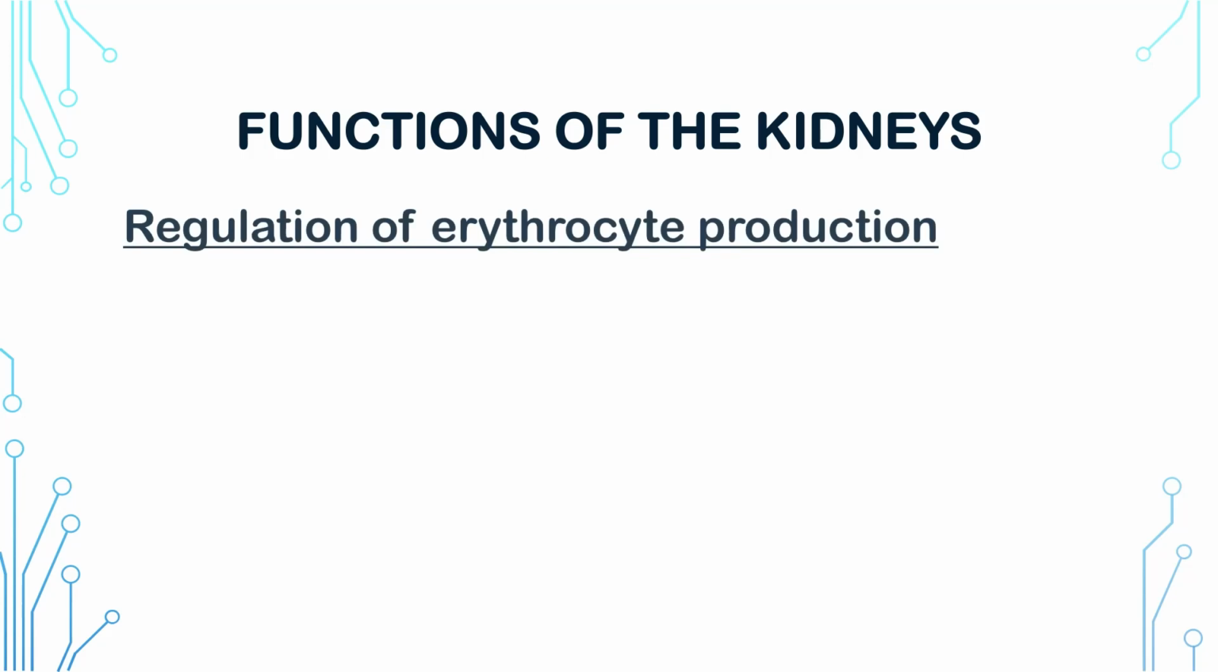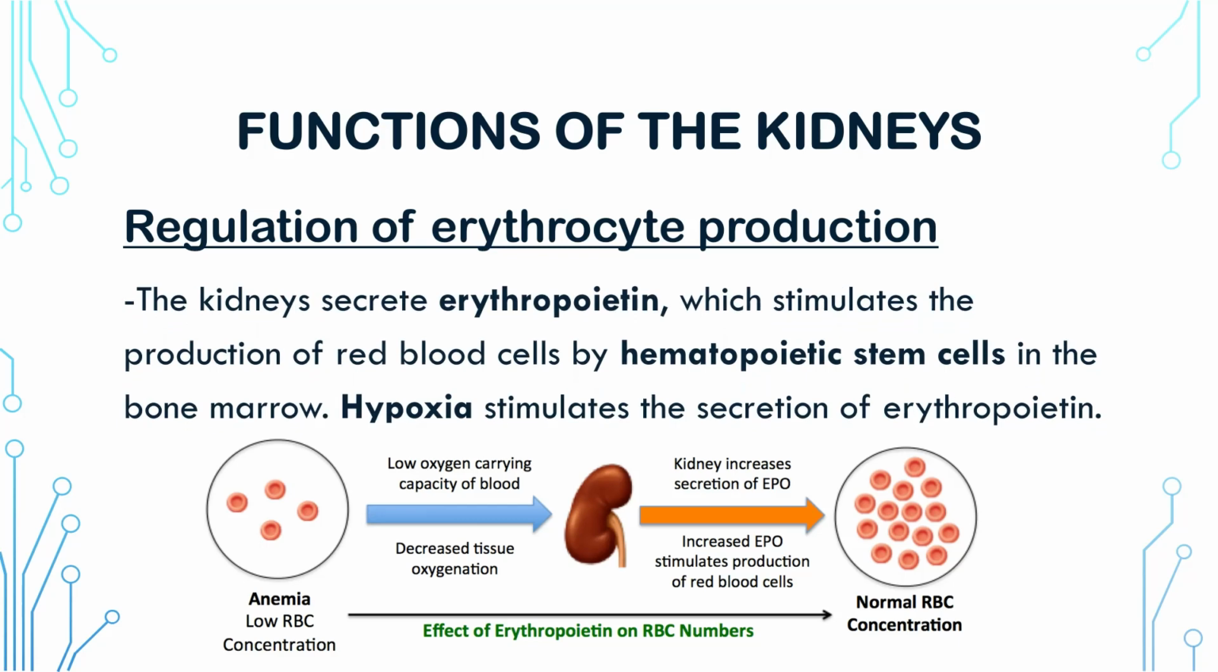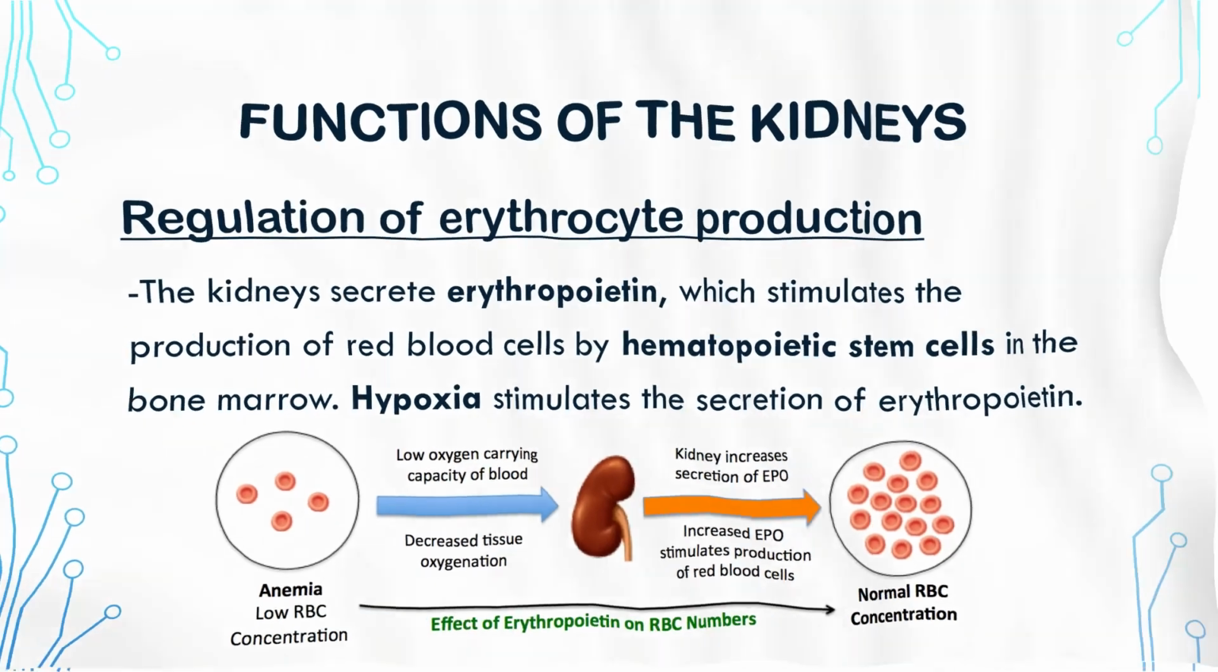Whenever there is a lack of oxygen in our body, our kidneys form erythropoietin. It stimulates the production of RBC from hematopoietic stem cells in the bone marrow, and thus it increases the number of red blood cells.